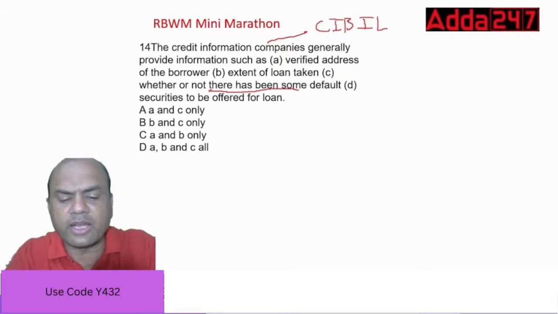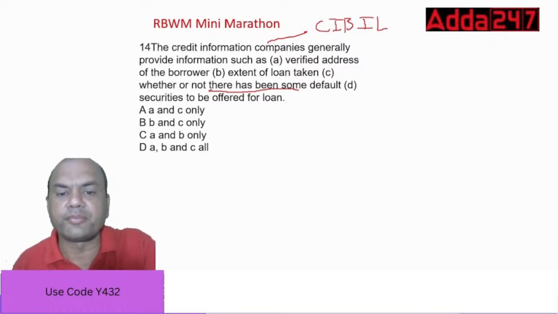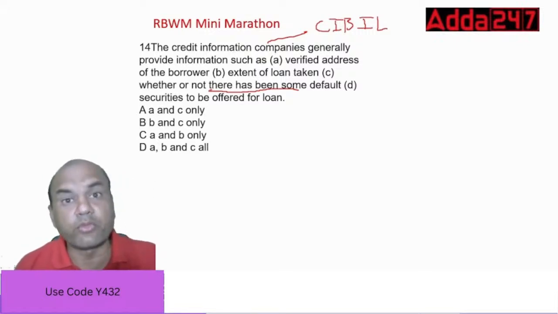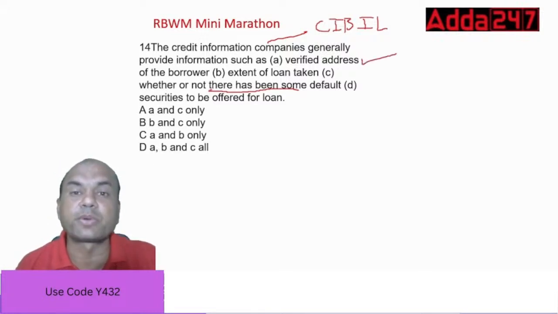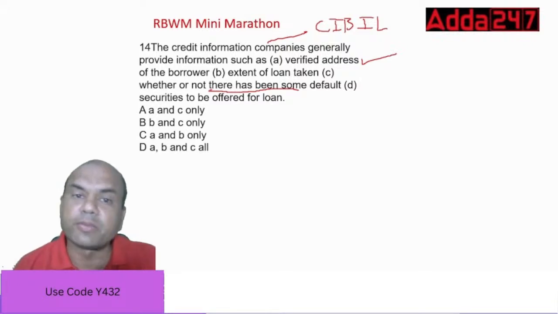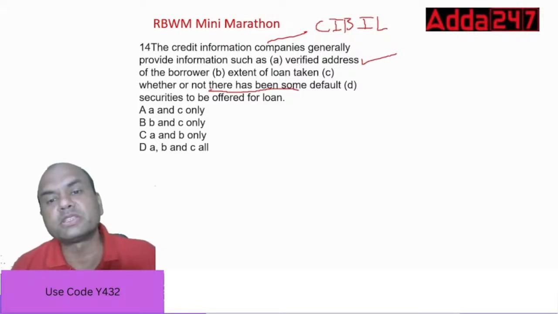Don't we get the verified address of that customer? Obviously, in the CIBIL report, whatever address is given is always the verified address as per the Aadhaar. Extent of the loan taken means how much loan this person has taken, which will definitely be given in that report. Default is also there, but nothing about the security will be mentioned, because no one knows the security.